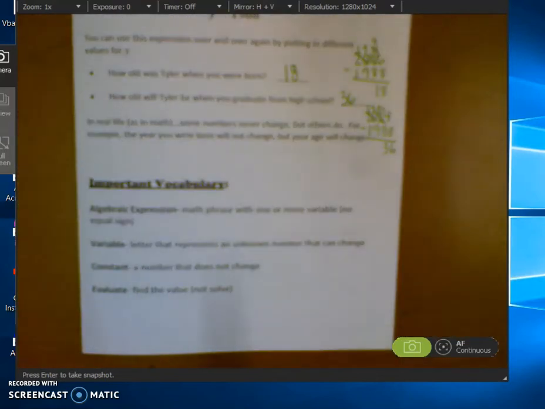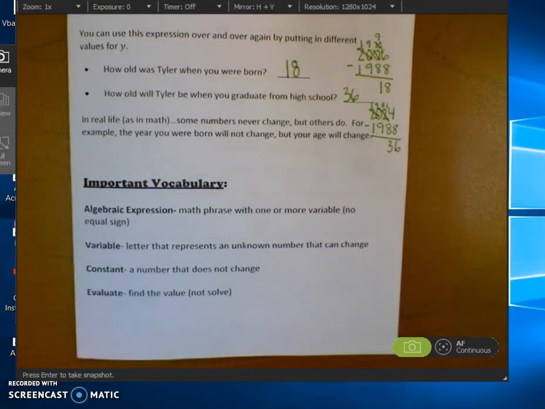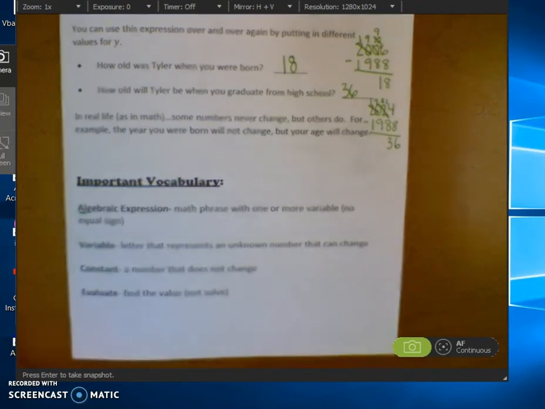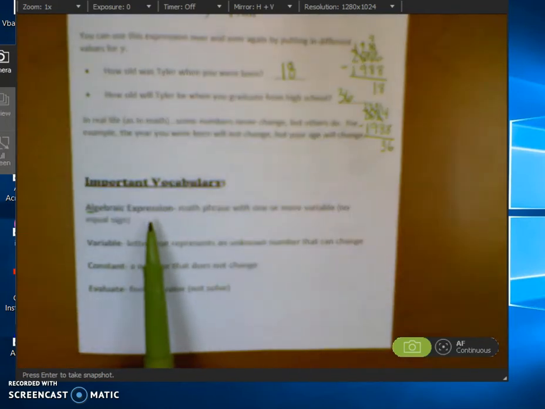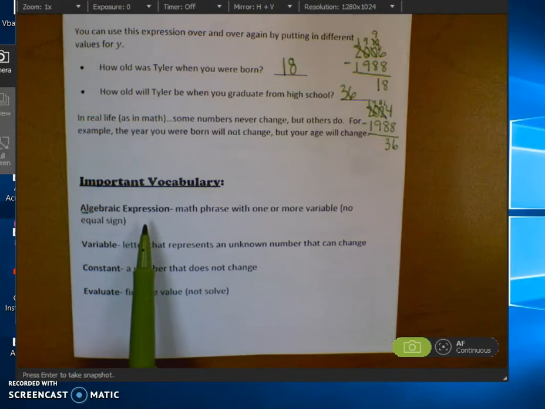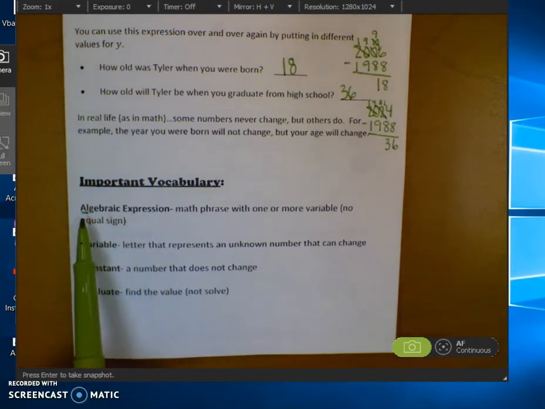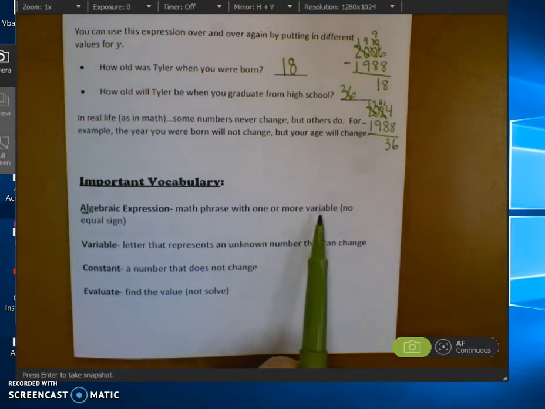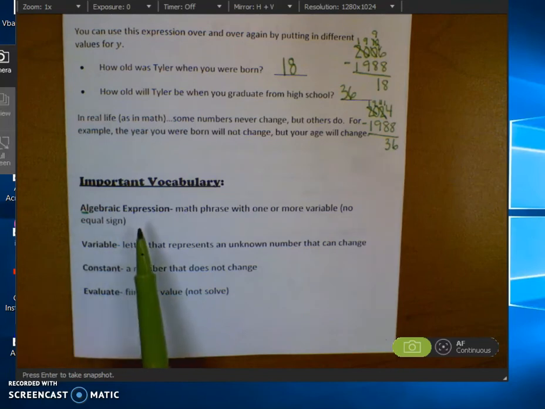You can see that we've got algebraic expression. I want you just to think about words within words here. Algebraic starts like alphabet. These are the alphabet letters. They're an expression, which means there's no equal sign, and they have an alphabet letter. So a math phrase with one or more variables, that's what we call letters in math, and then in parentheses it says no equal sign. Expressions do not have equal signs.